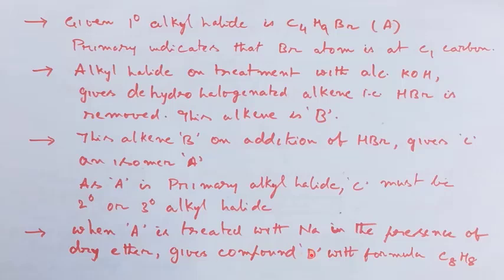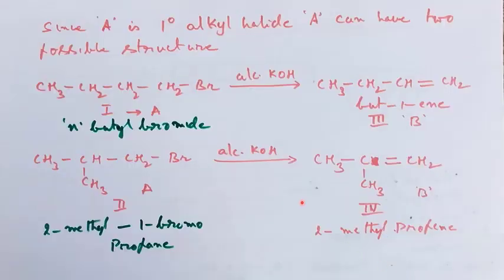In the Wurtz reaction, when an alkyl halide reacts with sodium in the presence of dry ether, we get an alkane with double the number of carbon atoms. So we get D as C8H18. Since A is a primary alkyl halide, A can have two possible structures, structure 1 and structure 2.